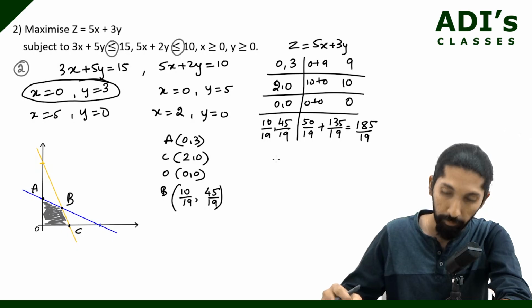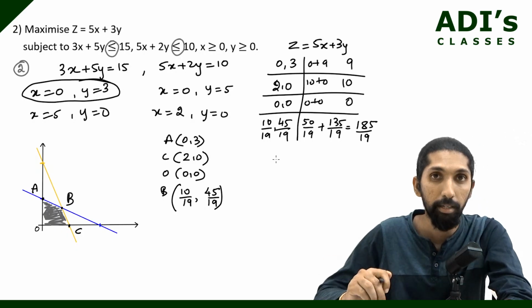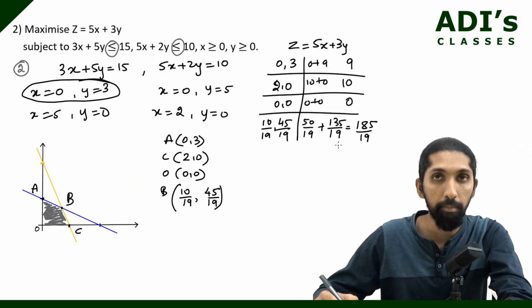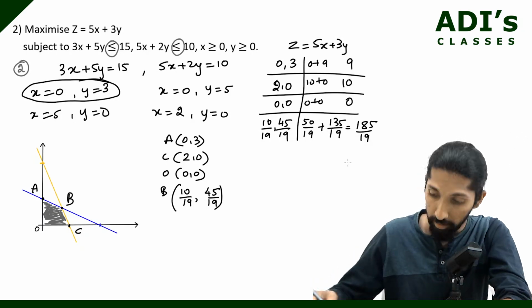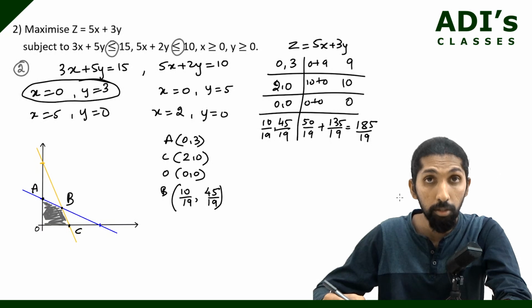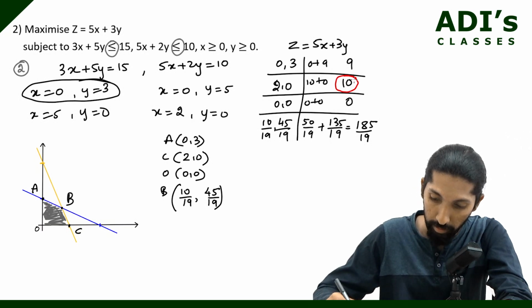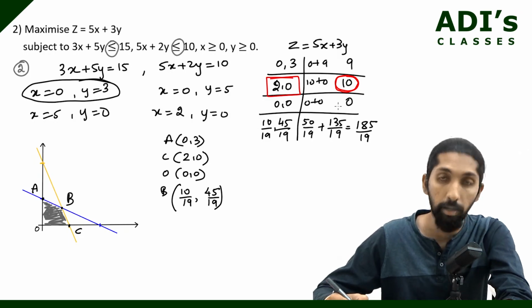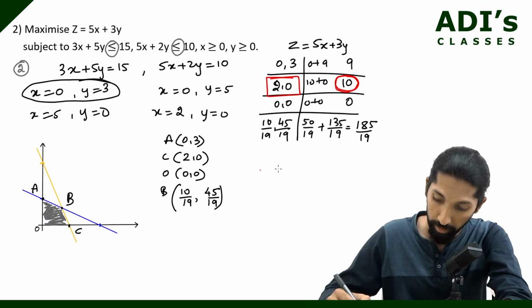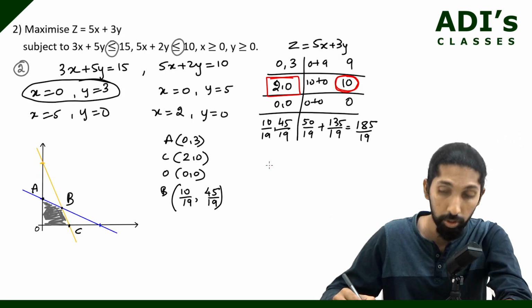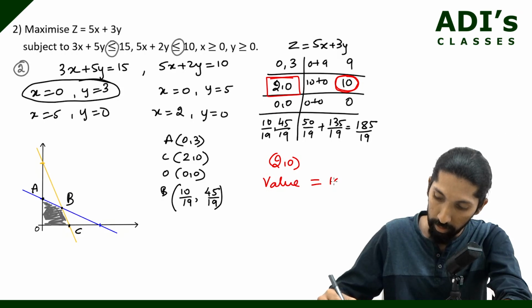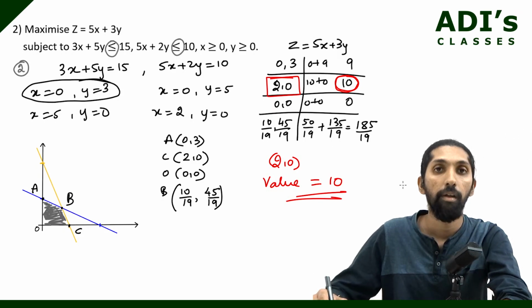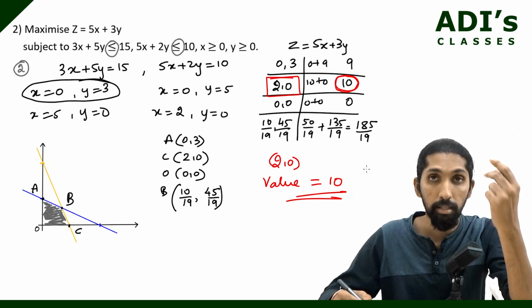See, no matter, even if it's 185 by 19, you don't have to divide it. Because 190 divided by 19 would be 10, right? But this is 185, which is lesser than 10. That means, what is our optimal solution? Optimal solution is this, maximize, right? So optimal solution is 2, comma 0, and the maximum value is 10, isn't it? So we can write the solution is 2, comma 0, and the value is 10. This is the answer for the second question.